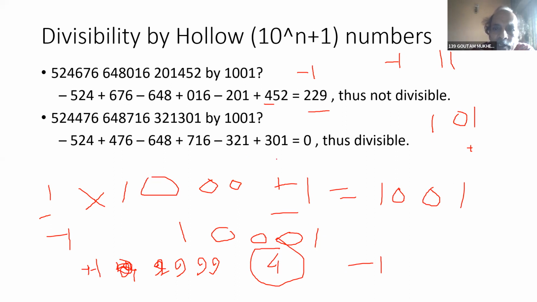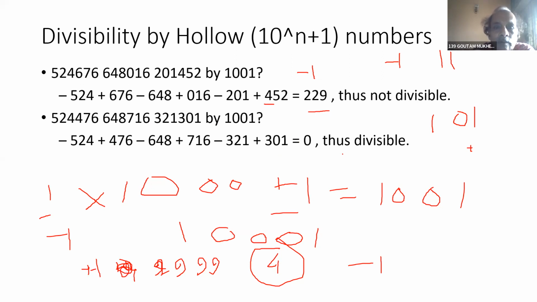In case of 11 we did like that, no? In case of 11 we did positive, even position, odd position. Similarly here also, odd group, even group, odd group, even group, like this. And we add, and then finally it comes to 0 and 0.